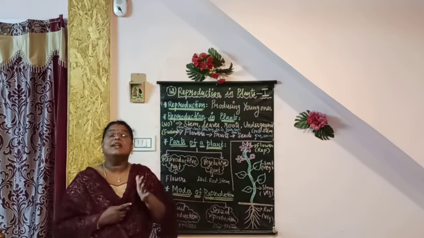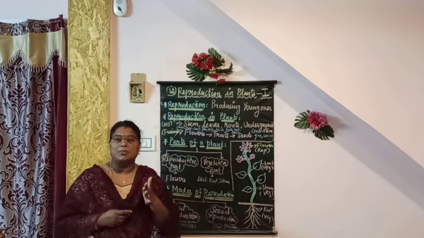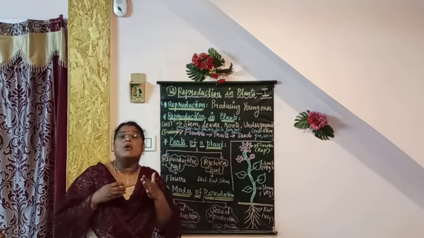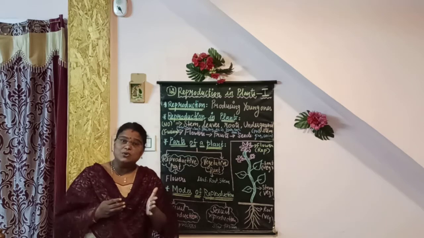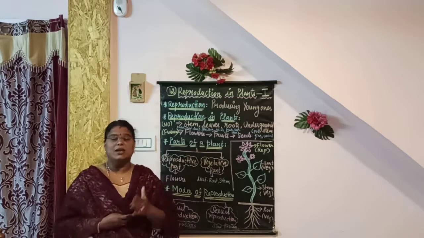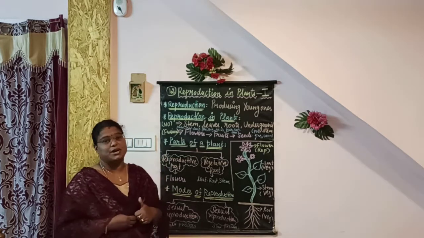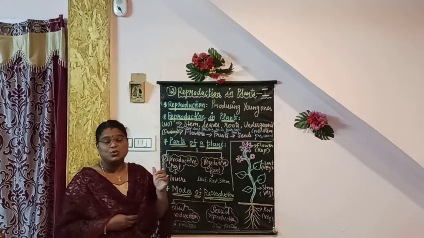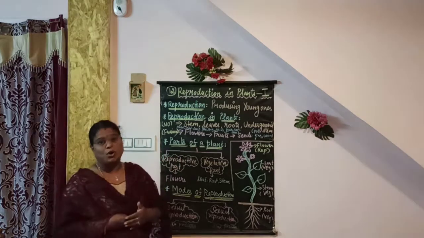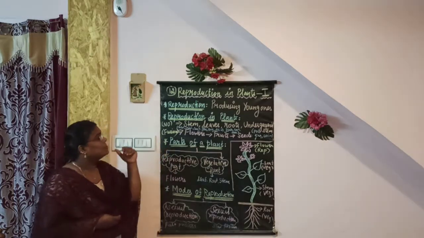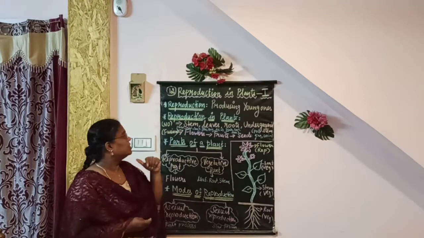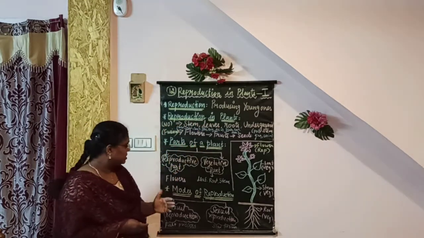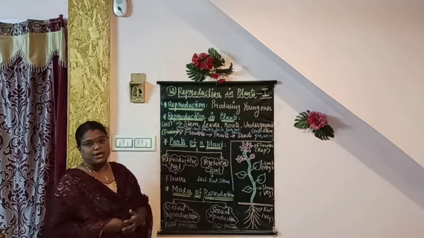And what is called reproduction? Reproduction is a process of producing young ones or producing offspring or producing their own individual. So this process is called reproduction. So children, in this part 1 we are going to see some topics. The topics are what is reproduction, reproduction in plants, parts of a plant and modes of reproduction.